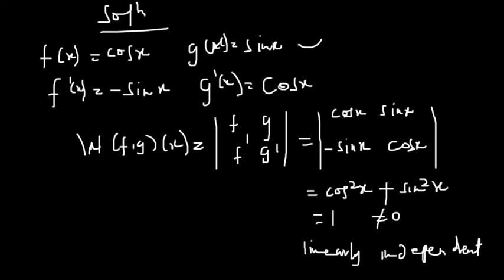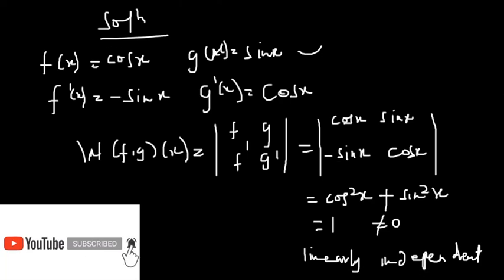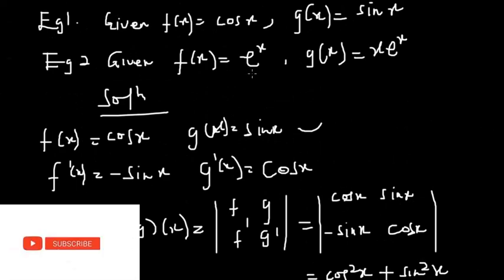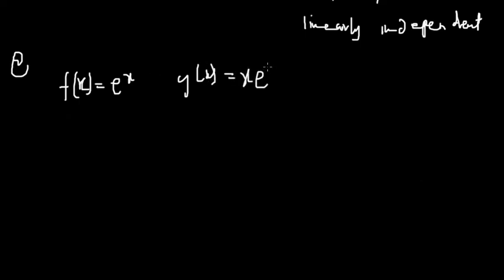So now let's proceed, okay? Let's solve the second question. The second question is: we have f of x, being equal to e exponent x, and then we have g of x, being equal to x e exponent x.